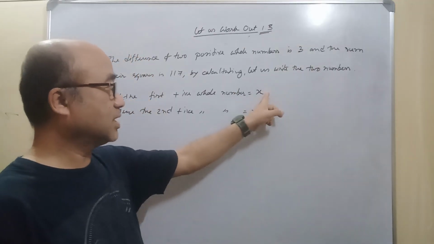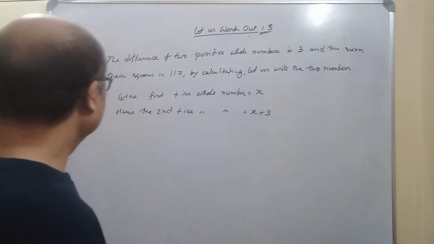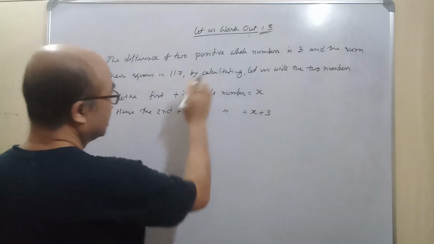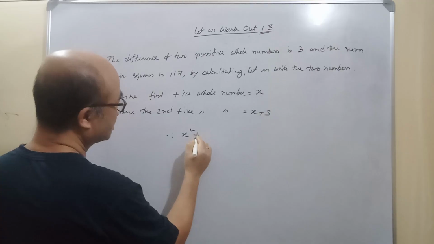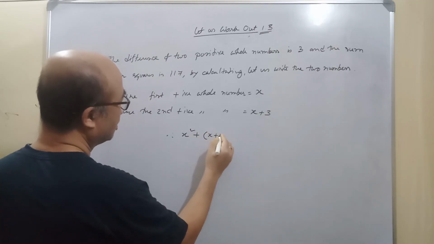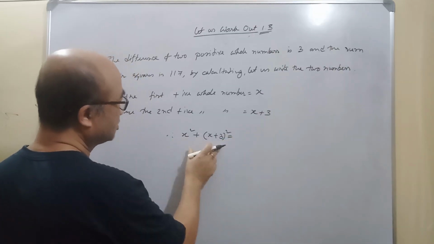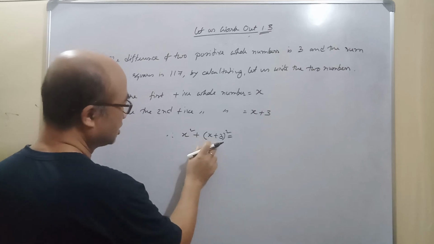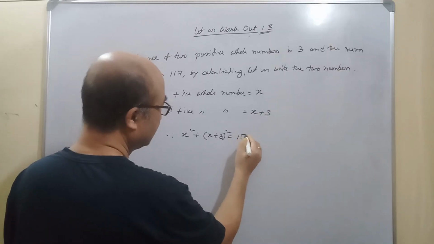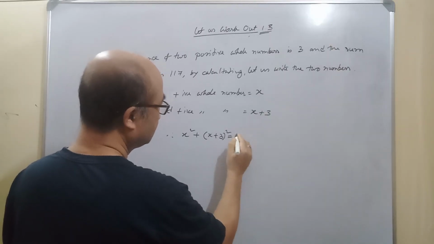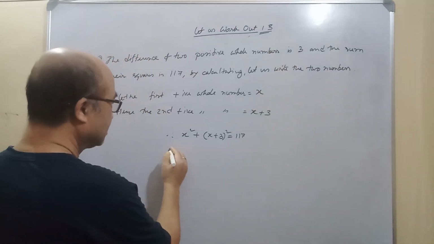So x plus 3 minus x is 3. And the sum of their squares is 117. So the square of the first number and the square of the second number, their summation is equal to 117. That is the given condition. So let us simplify this.